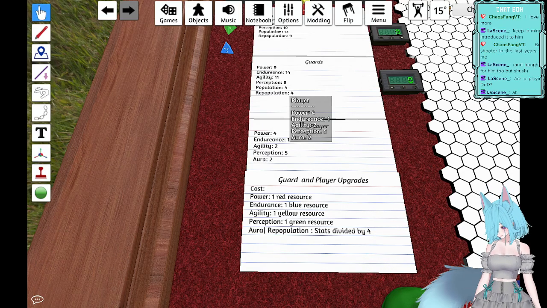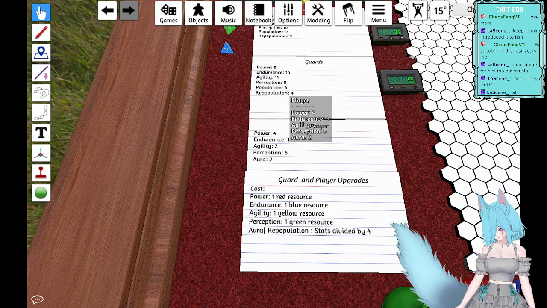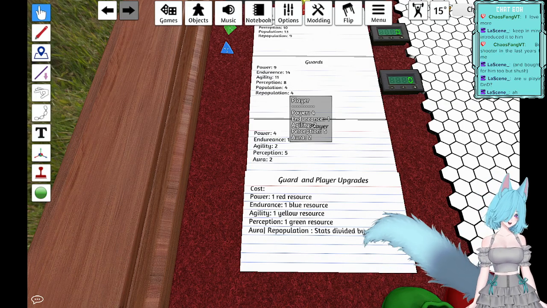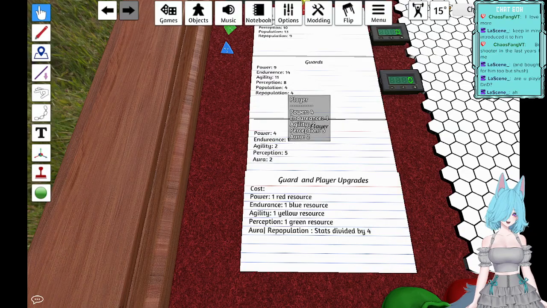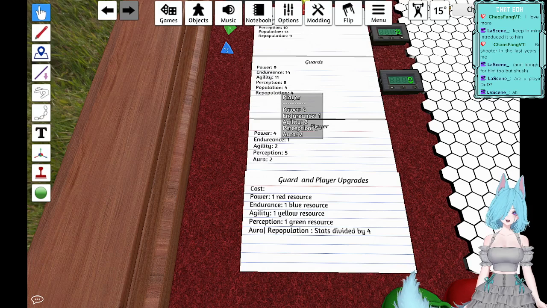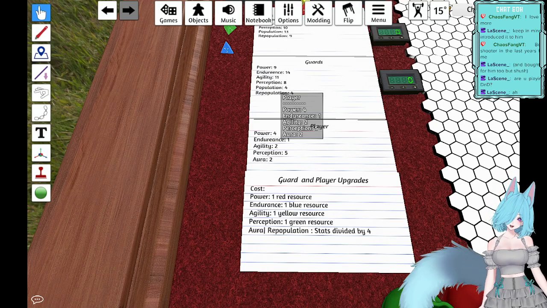So, let me calculate. But yeah, how are you doing, Scene? How are you doing, Chaos Fang? If you need to raid and run, that is fine. I hope you get a good rest.